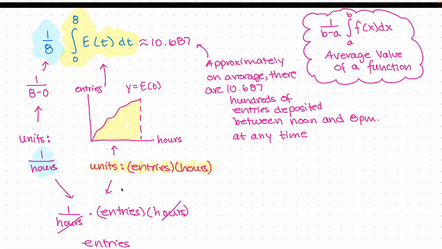We also know that this is the average value of the function, and the function in this case is E of t, which represents the number of entries in the box. So on average, the number of entries is 10.687. So the integral by itself doesn't really have the important meaning, but as soon as we multiply by this fraction, then it has meaning, and we're talking average number of entries in the box. Does that make sense?